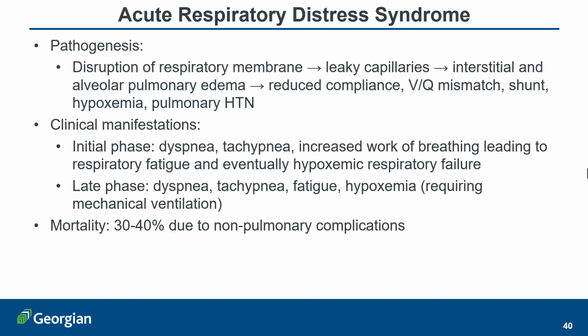For the clinical manifestations in initial phases of ARDS, you have dyspnea, tachypnea, increased work of breathing, and that slowly leads to respiratory fatigue and eventually hypoxemic respiratory failure. We spoke about hypoxemic respiratory failure previously. In the late stages of ARDS, you have dyspnea, tachypnea, that is getting worse, fatigue, and now the hypoxemia is so profound, in other words, you have hypoxemic respiratory failure, that mechanical ventilation is required. The mortality rate is rather high at 30 to 40% due to these non-pulmonary complications such as hemodynamic instability.